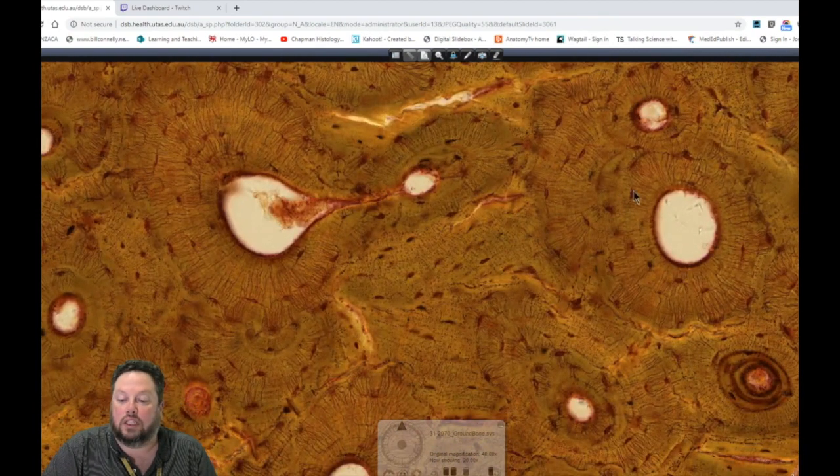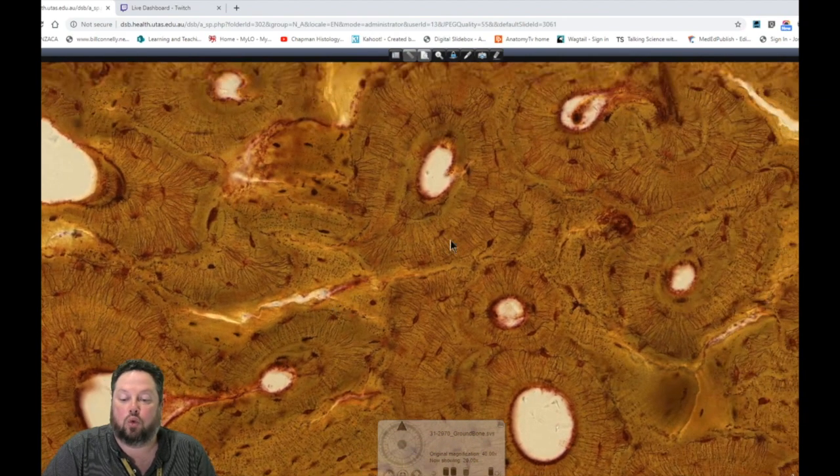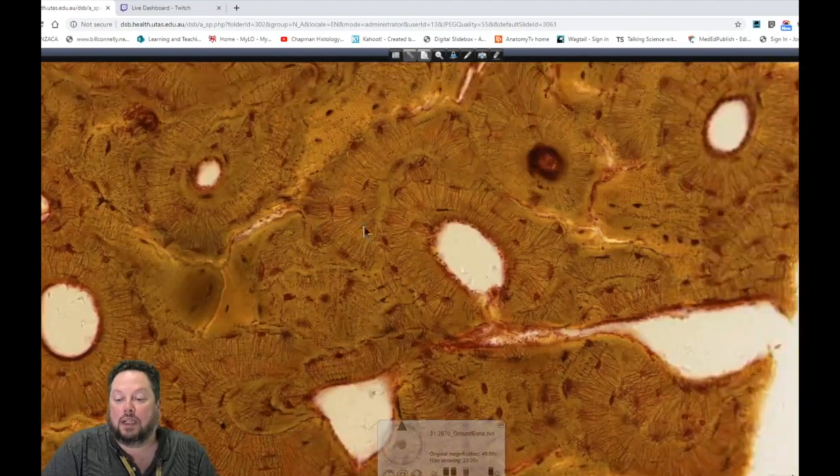Interspersed between the osteons, we actually have old remodeled osteons, and these are known as interstitial lamella. So they sort of form the spaces in between the osteons. So anything out here, for example, this is interstitial lamella. The ones around the Haversian canals are known as the Haversian lamella or concentric lamella.